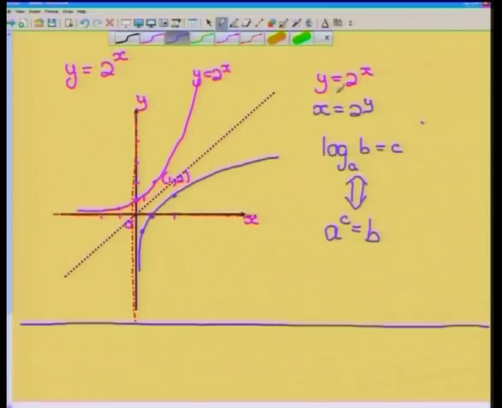Okay, let's talk about what I'm saying here. So if I've got y equals 2 to the x, I can go log to the base 2, because the a is the base, of y, because y is the number, equals x. Now I'm sure you can see that if I swap them around now, I'll have it in y form.